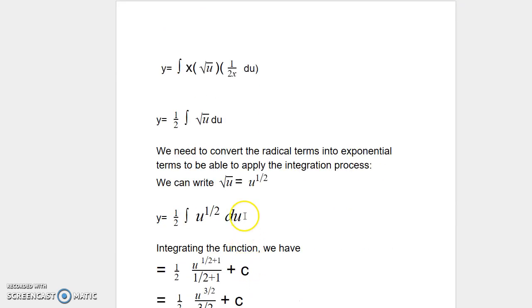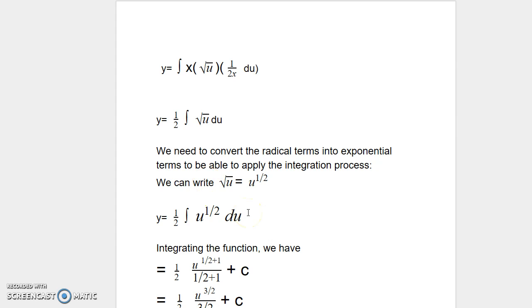Now let's look at the next step. Since 1 over 2 is a constant, I pulled it outside of the integration process. And then there is an x in the numerator, x in the denominator, they cancel out. So I didn't show that there. All we are left with is square root of u du. So all of this simplifies to 1 over 2 integral square root of u du.